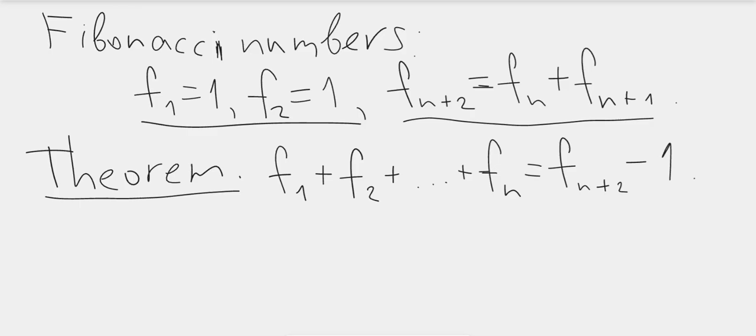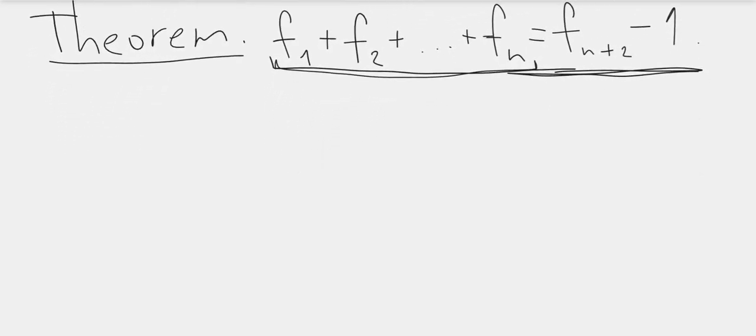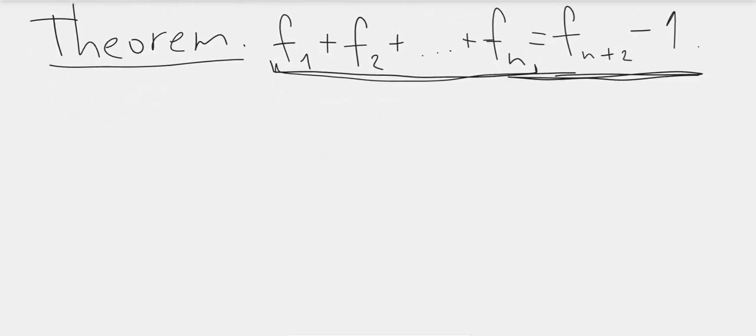The main statement that we are going to prove in this video is that the sum of the first n Fibonacci numbers is equal to f_{n+2} minus 1. So the proof is going to be by induction.